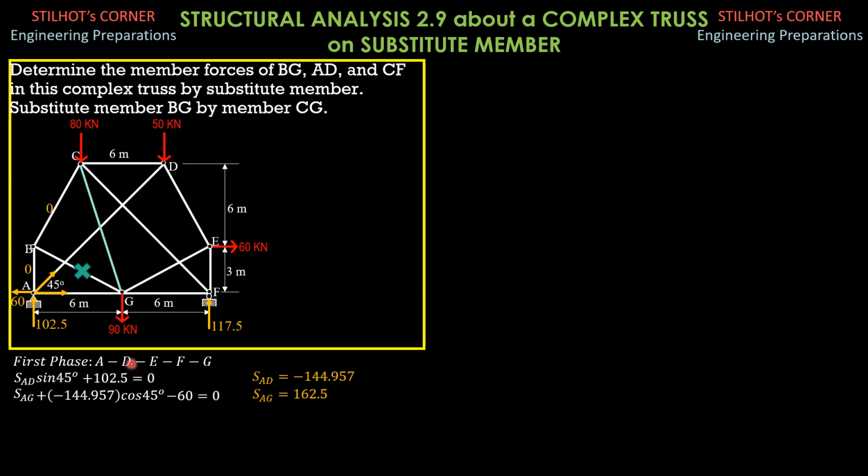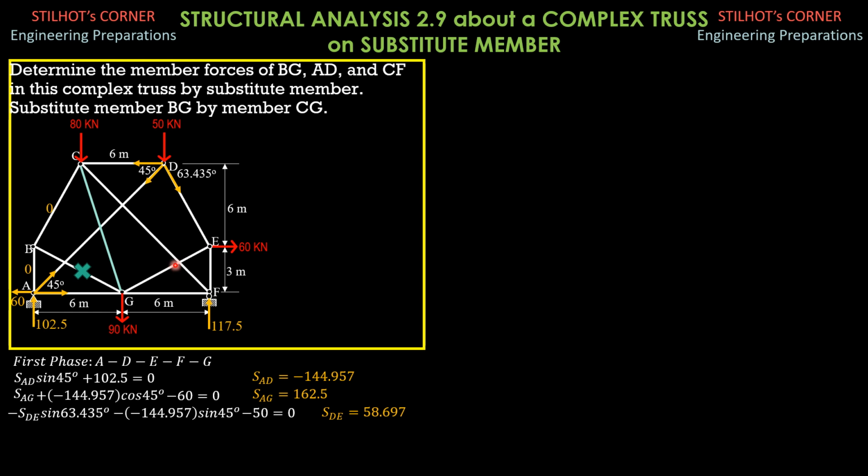We then proceed to joint D here. FBD would be as shown. Then this angle is 45 degrees. The angle that DE makes with the horizontal is arctan of 6 over 3, so 63.45 degrees as shown. Summation forces Y first to solve for SDE. Negative SDE sine of 63.45 degrees, then minus SAD, so minus quantity negative 144.957 sine of 45 degrees, minus 50 equals 0. So SDE can now be computed.